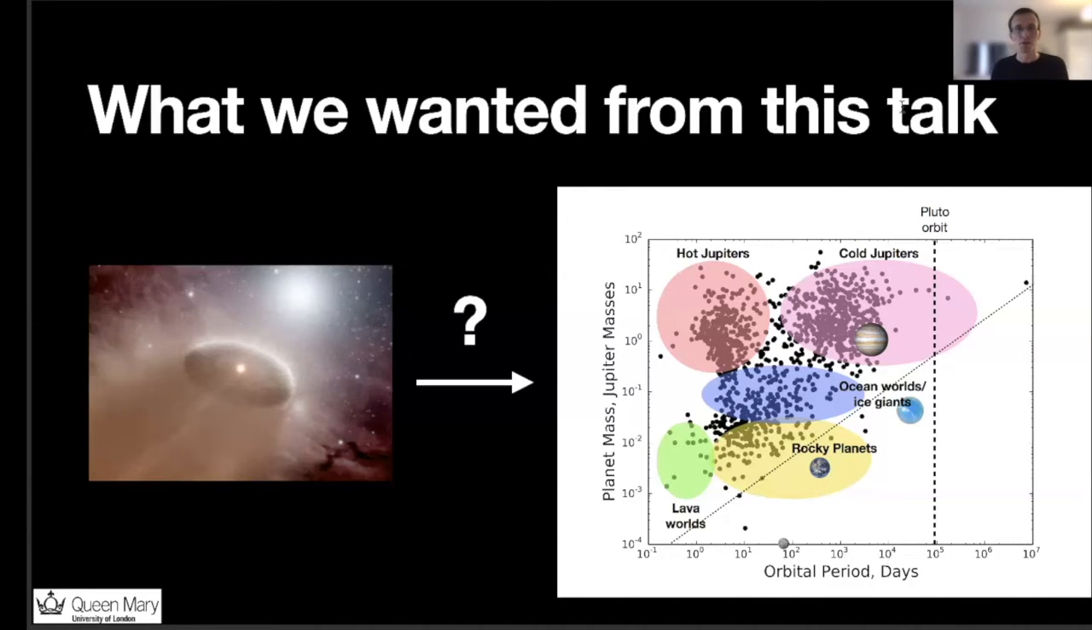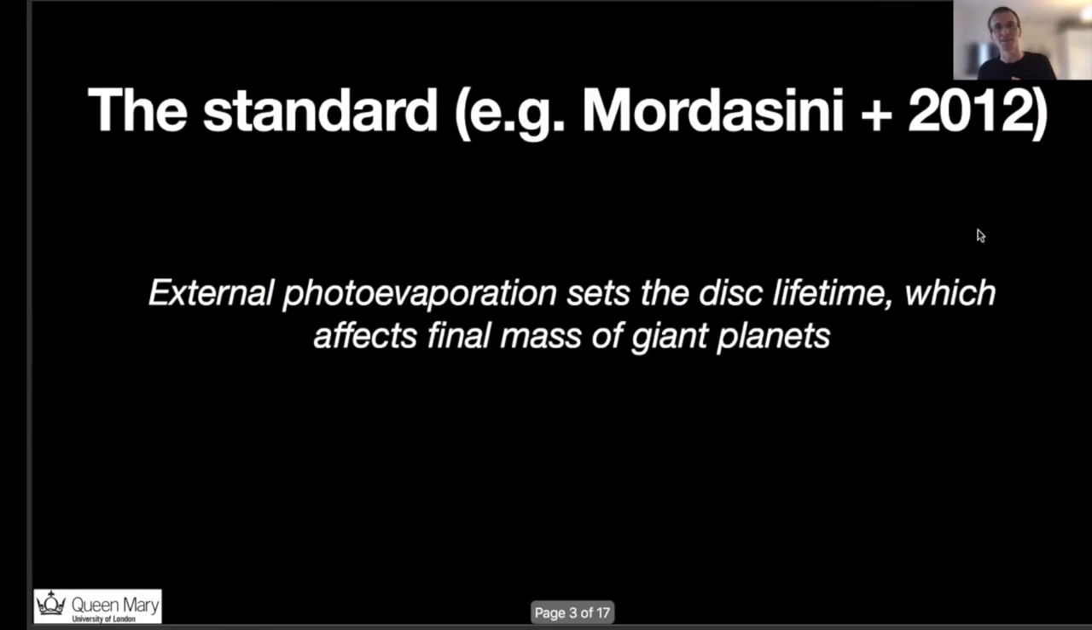Will do. What we wanted from this talk was to understand how external photoevaporation is currently included in planetary population synthesis models. So calculations of how disks evolve with a bunch of different ingredients to try and predict planet populations, like you can see on the right here. And we want to understand how the external photoevaporation is treated and maybe what could be done to improve that in the future. Next slide, please.